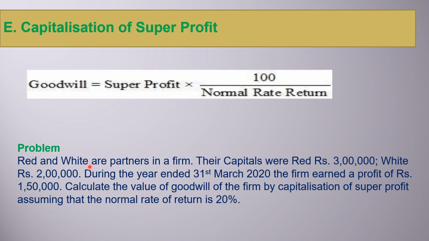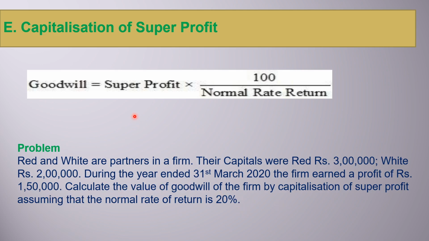There are two partners, Red and White, and their capitals were 3 lakh and 2 lakh. During the year ended 31st March 2020, the firm earned a profit of rupees 1,50,000. Calculate the value of goodwill of the firm by capitalization of super profit, assuming the normal rate of return is 20%.